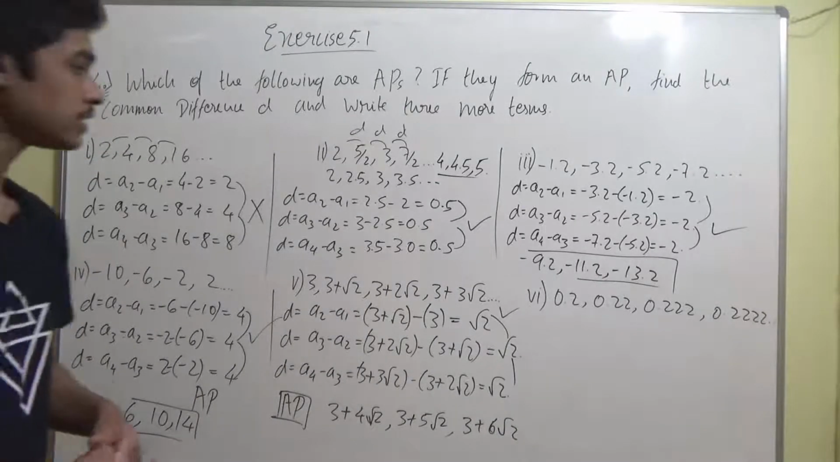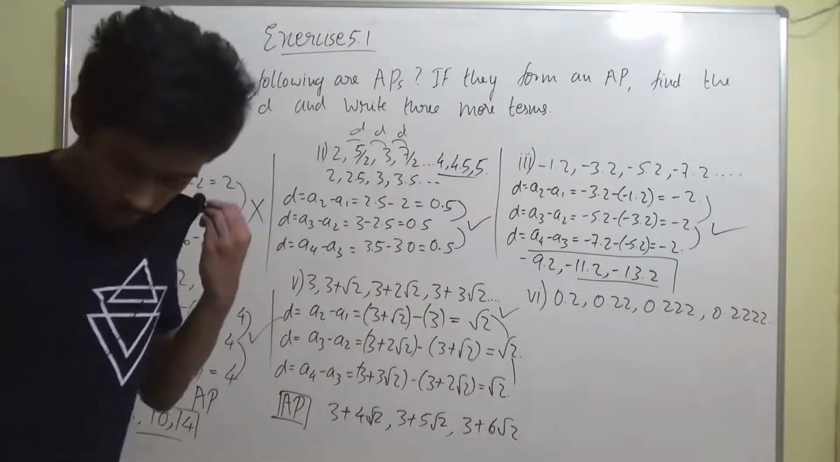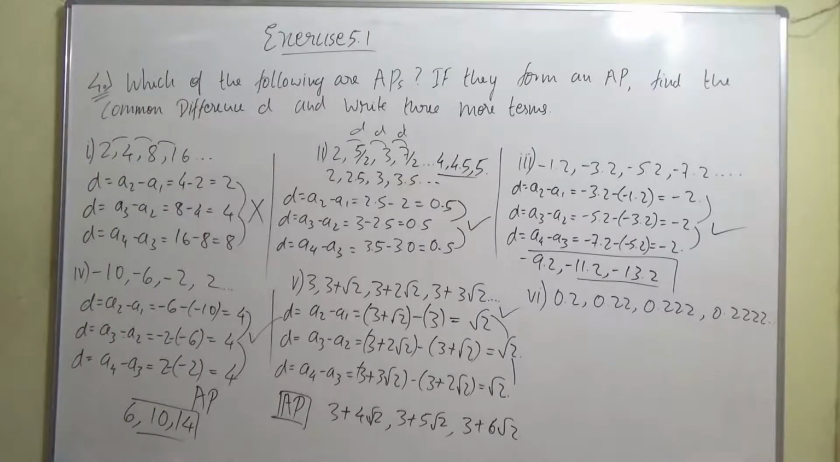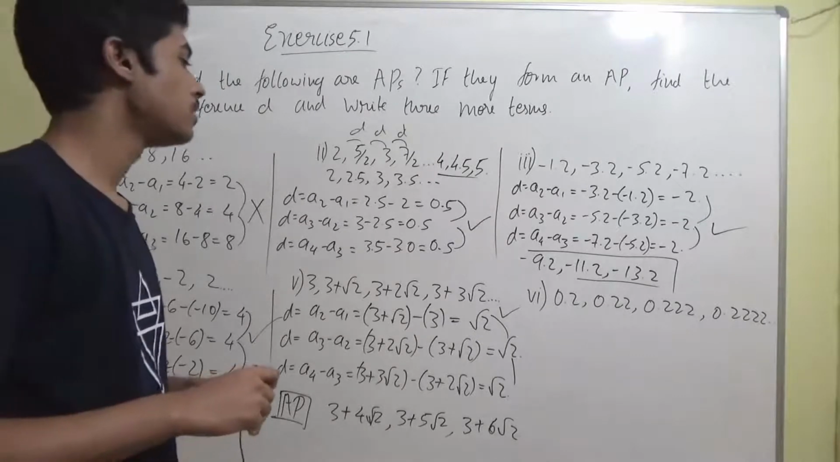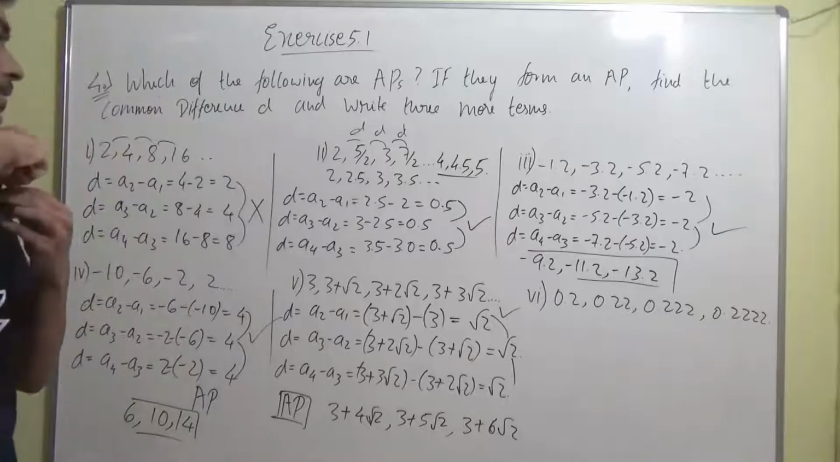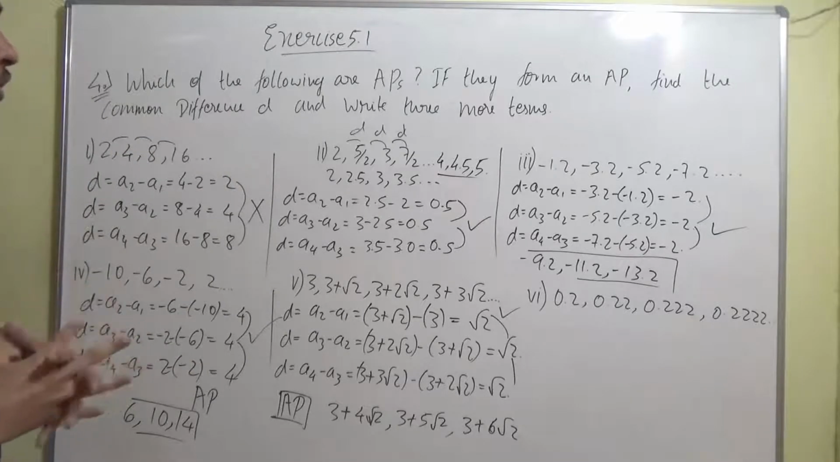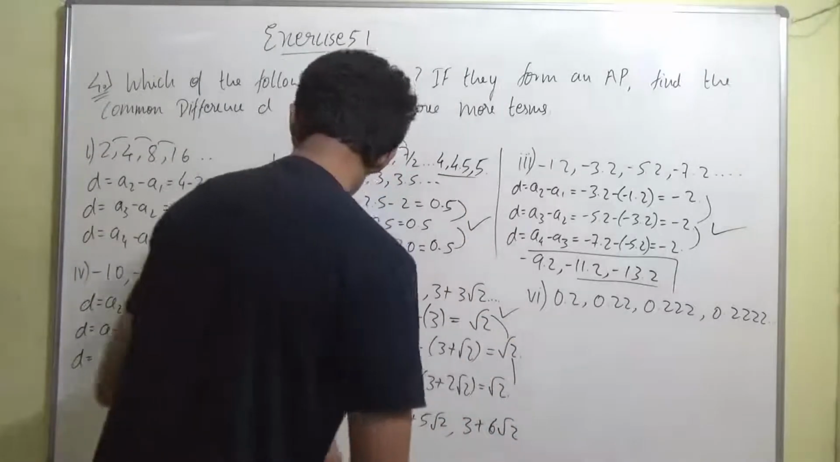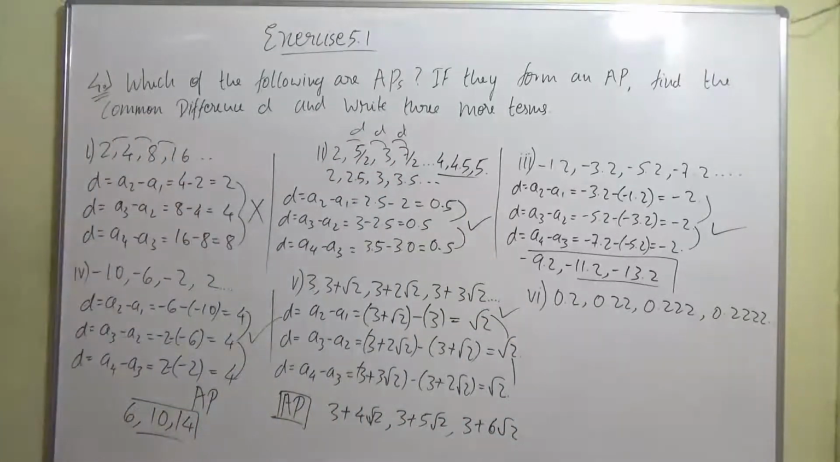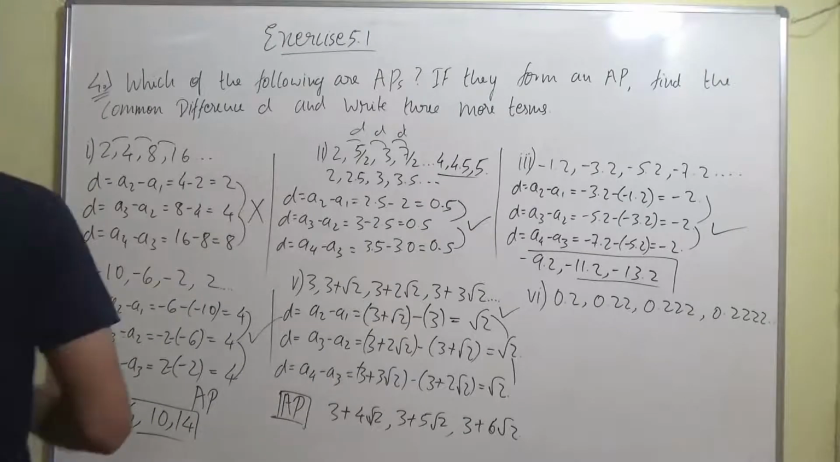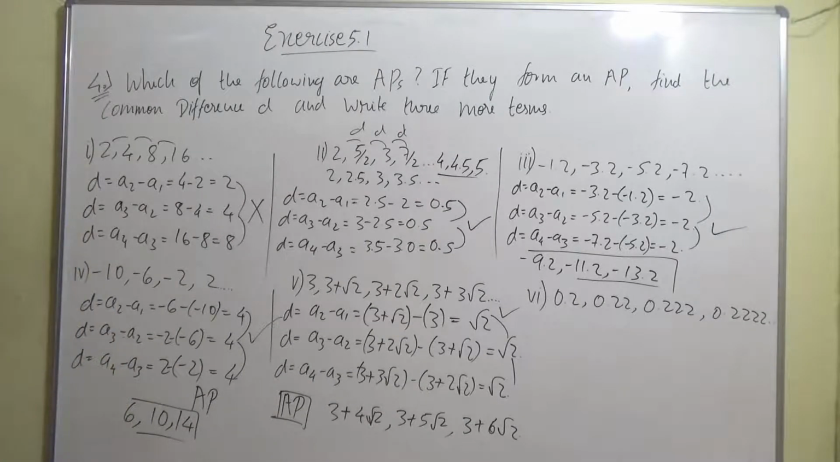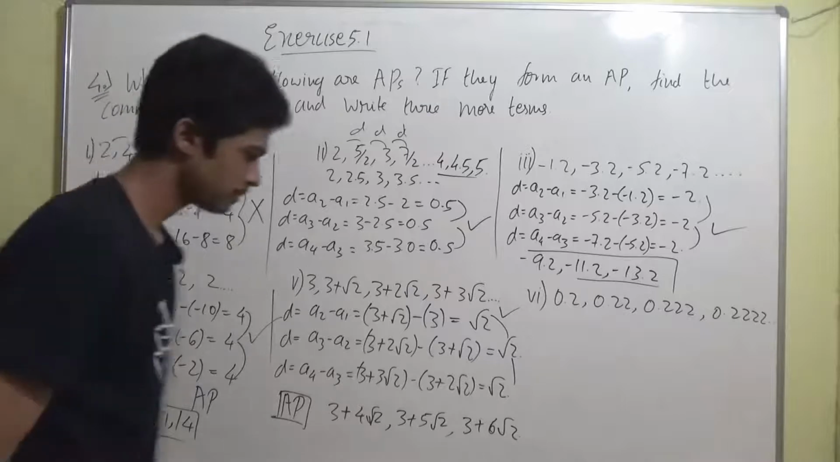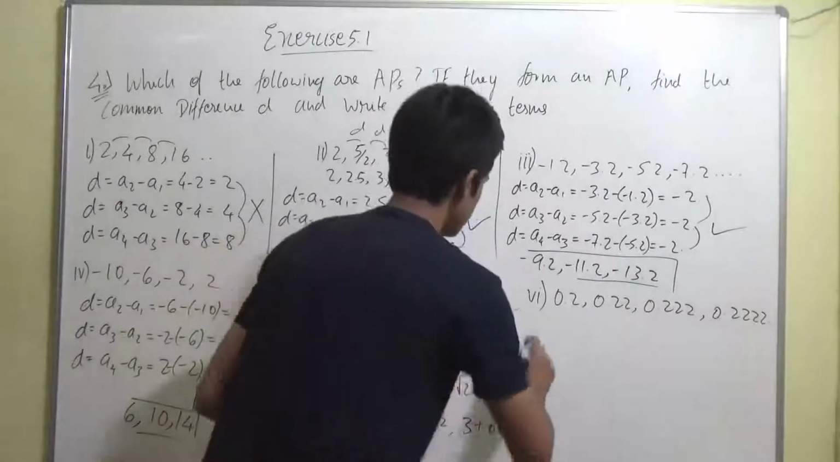So the 6th sub question is 0.2, 0.22, 0.222, and 0.2222, with 4 twos. So we have to tell whether it's an AP or not. Now if you see guys, we have to find the D first, right? Yeah, you have to find the D.